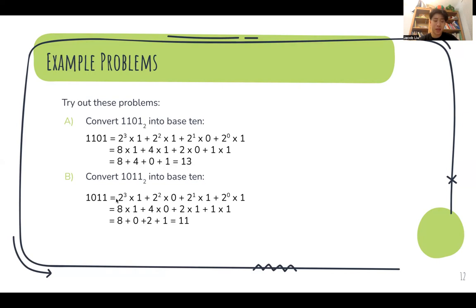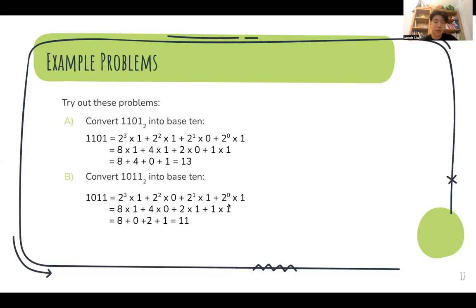B is 1011 in base 10. First, you want to convert it into expanded notation, right? So the digits, from the right side to the left side, are 1101. And that means it would be 2 to the power of 0 times 1 plus 2 to the power of 1 times 1 plus 2 to the power of 2 times 0 plus 2 to the power of 3 times 1. All right, and then that just equals 1 times 1 plus 2 times 1 plus 4 times 0 plus 8 times 1. And then that's just equal to 1 plus 2 plus 0 plus 8, which is equal to 11.